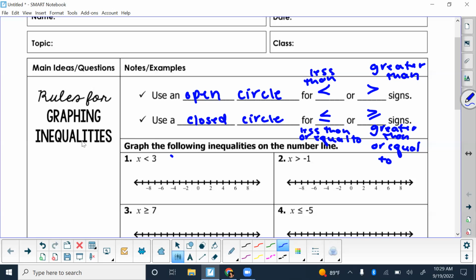So like, would 0 be a solution? Is 0 less than 3? Then yes. Would 5 be a solution? No. So I want to represent that on this number line. And this one has the number lines created for you. Otherwise, you'd have to make one yourself. So I'll show you on both.